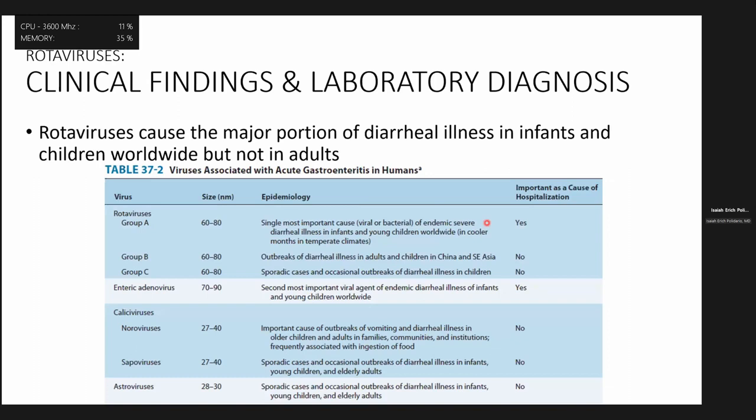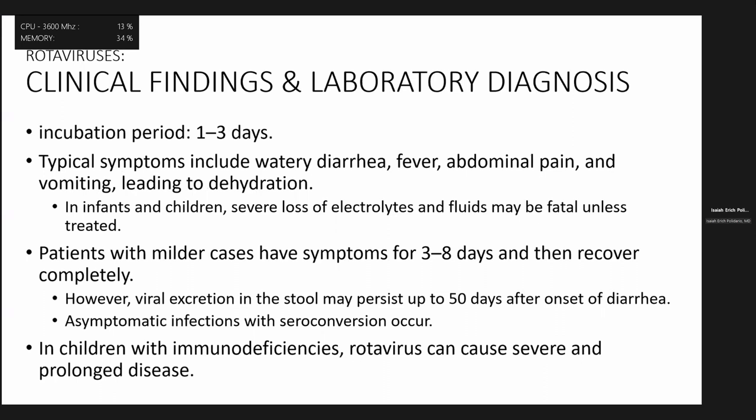Okay. So rotavirus causes the major portion of severe illness in infants and children worldwide, but not in adults. Here we have a table of viruses associated with acute gastroenteritis in humans, which includes rotaviruses A, B, and C, enteric adenovirus, caliciviruses, and astrovirus. For the incubation period, it is 1 to 3 days, and the typical symptoms include watery diarrhea, fever, abdominal pain, and vomiting, which will lead to dehydration.